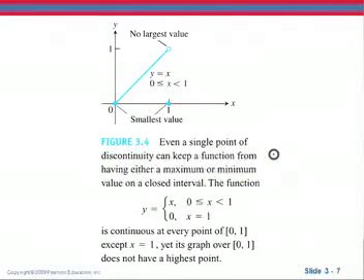Now look at this example. This is a piecewise function. Notice that it has a smallest value, and the smallest y value is 0. And it occurs at x equals 0 and at x equals 1. However, it does not have a highest point. What would have been the highest point has a hole here. So there is no highest point on this graph. This is a discontinuous function, and this example shows us that anytime there's a discontinuity that previous theorem does not hold. It has to be a continuous function.